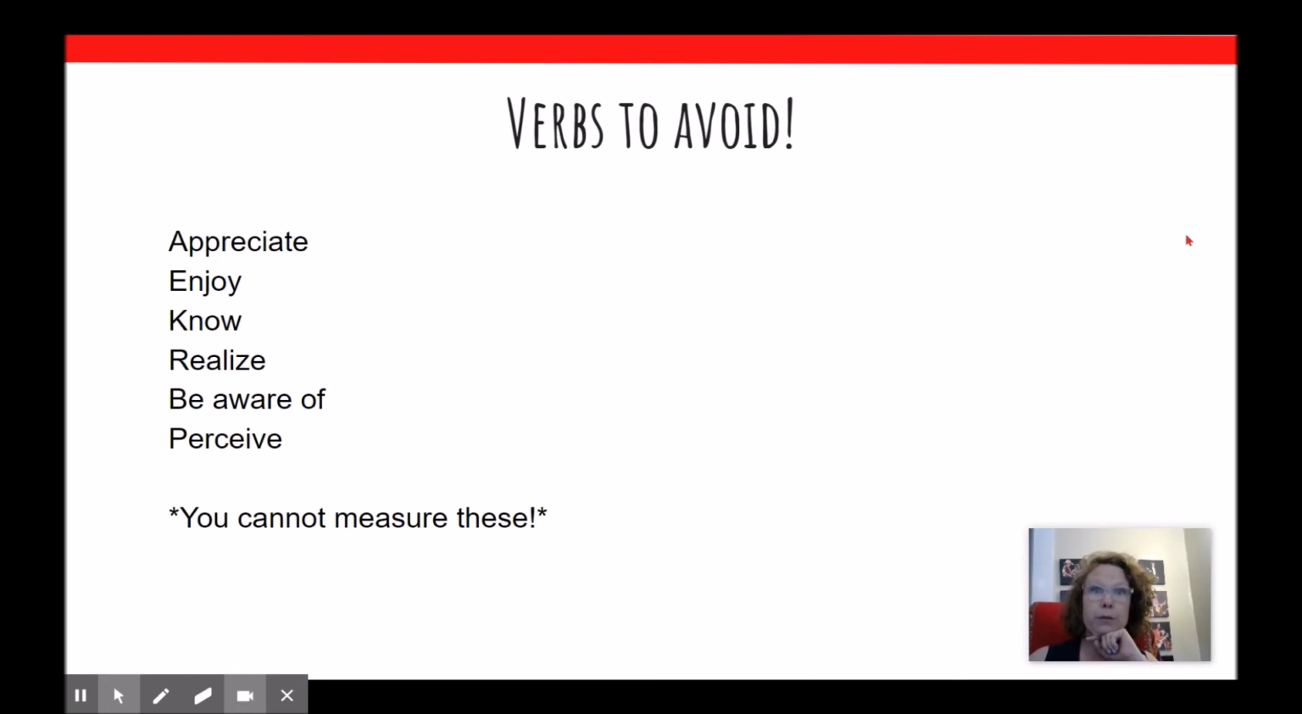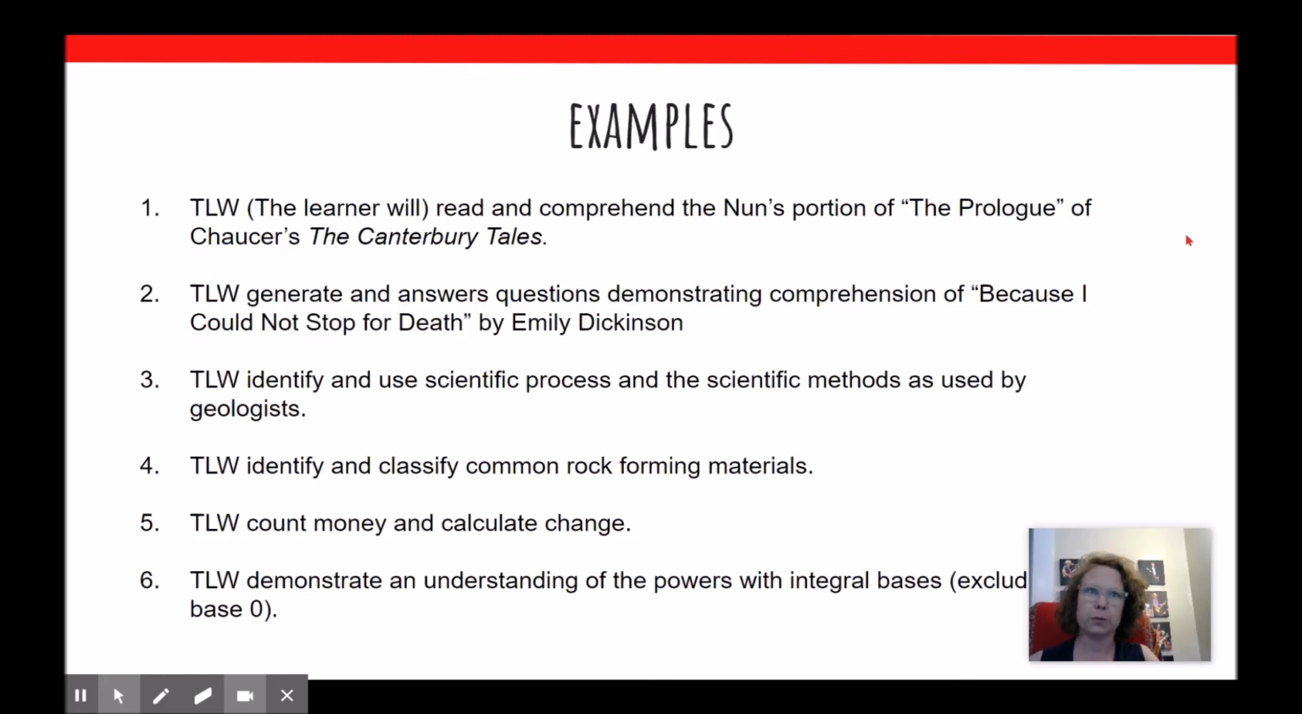Here are some you need to avoid because you cannot measure these. Appreciate. There's no way to actually quantifiably measure someone's appreciation. Oh, you've got an 85% appreciation of this. It's not quantifiable and it's too vague. Realize, be aware of, perceive. The learner will perceive X, Y, and Z. That's not measurable. Keep in mind, those action words, those verbs must be measurable.